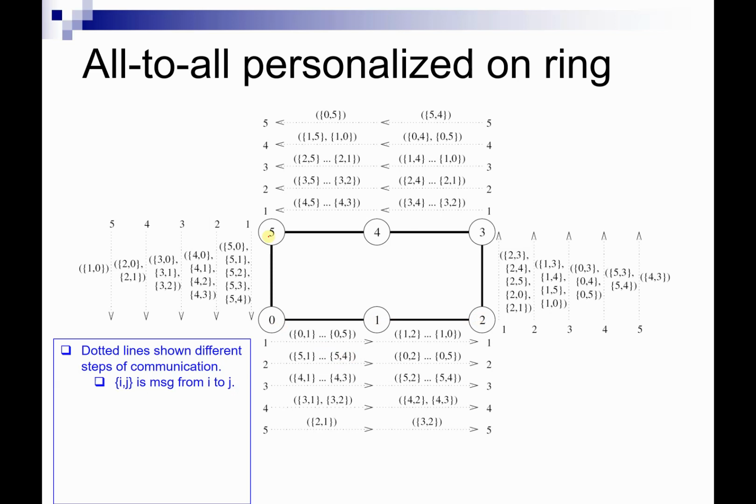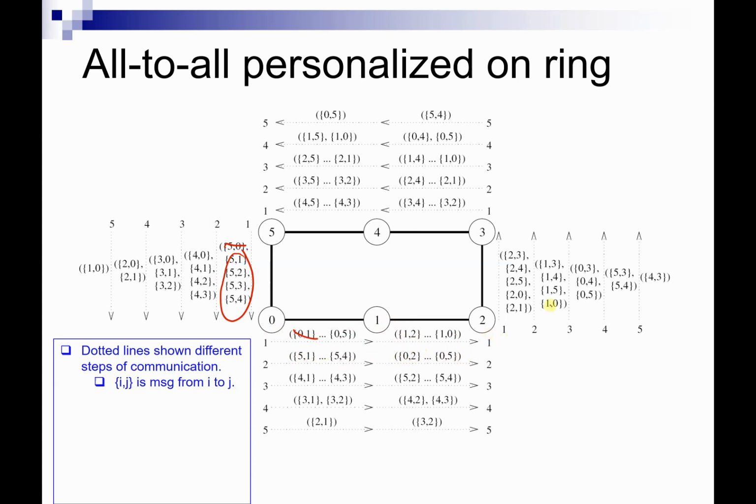So 0 has received these messages from 5. So 5 has messages for 0, 1, 2, 3, 4. 0 is going to keep the message from 5, okay? But it's going to pass the other messages on to the other processes. So therefore, on the second time step, 0 is going to send the messages from 5 to 1, to 2, to 3, to 4, okay? 1 is going to keep the message that 0 sent to 1, okay? So it's going to keep this message, but it's going to pass the other messages from 0 to 2 and 0 to 3 and so on. It's going to pass those onwards to process 2.